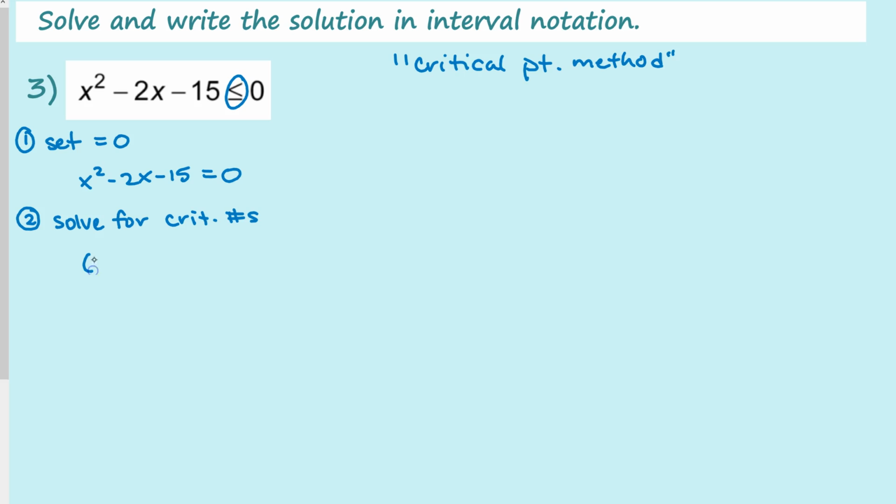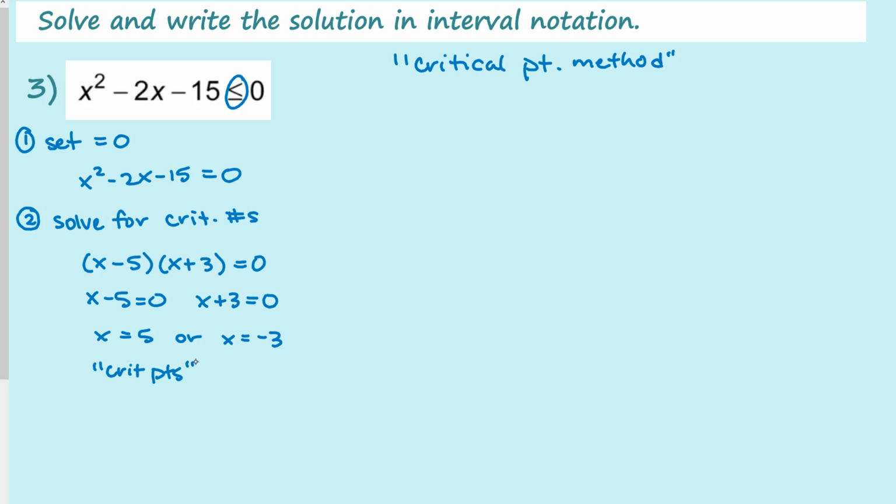So let's see, this would factor into x minus 5 times x plus 3. And then we set each of those equal to 0. So we get x equals 5 or x equals negative 3. So these are known as the critical points or the critical numbers. Those are the places that make this thing equal to 0.